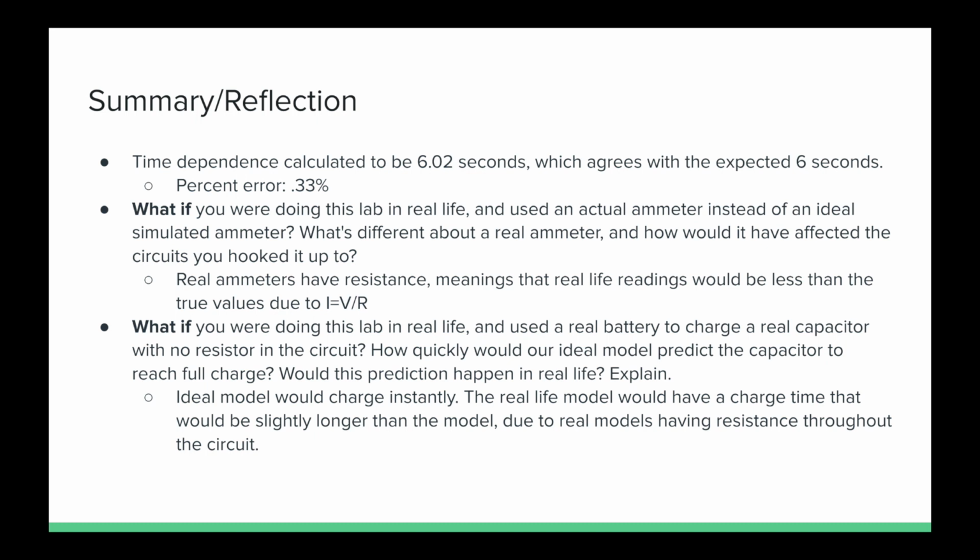Similarly, if the lab were to be conducted in real life with a real battery and capacitor, the ideal model would predict the capacitor to charge instantly. However, the charge time for the capacitor would be slightly longer in real life than that in the simulated lab. This is because real models would have resistance within the circuit, which would slow down the current and thus cause the capacitor to take more time in order to charge.